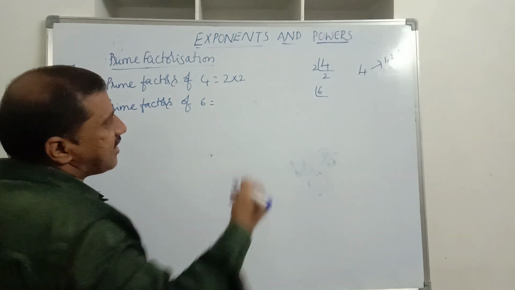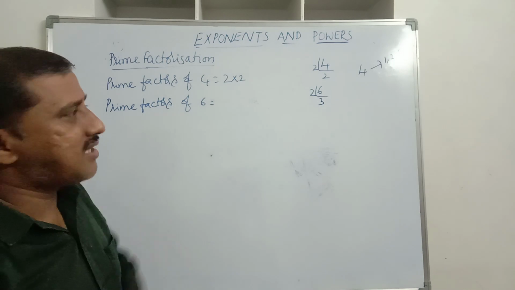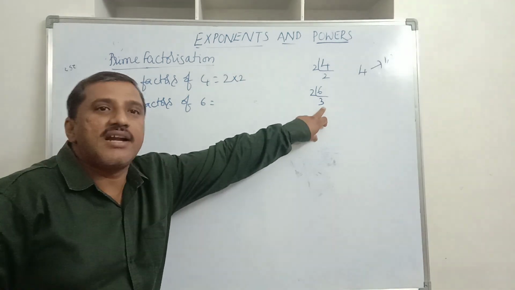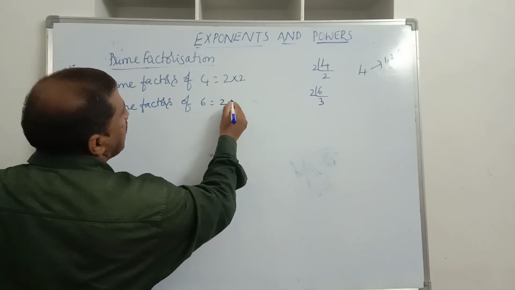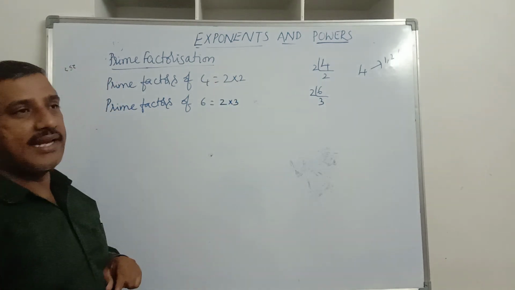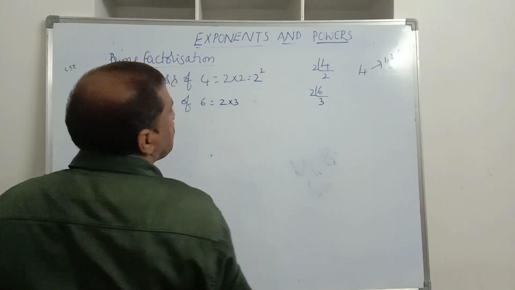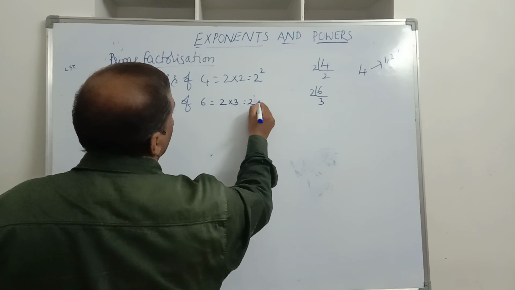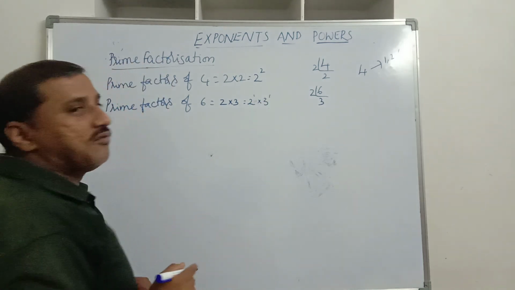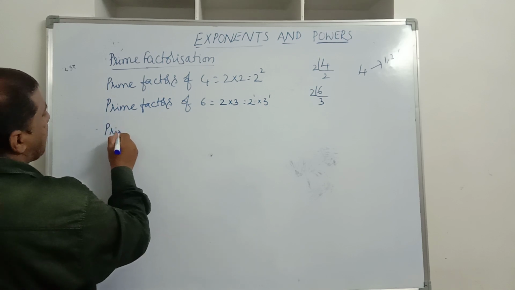Here 6 is there, it is divisible by 2. 2 3s are 6, and we get remainder 0. See, the last number 3 we got is also a prime number. Now the prime factors of 6 are 2 into 3. So this can be written as 2 to the power of 1 into 3 to the power of 1. Now what about other numbers? We will see here.